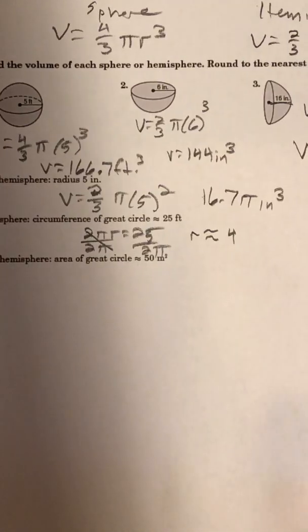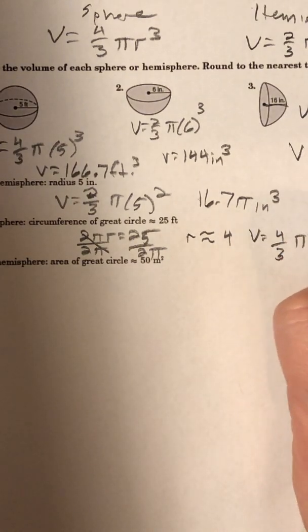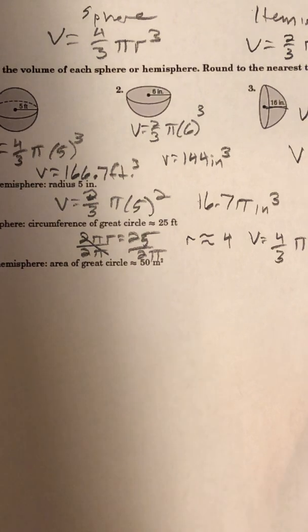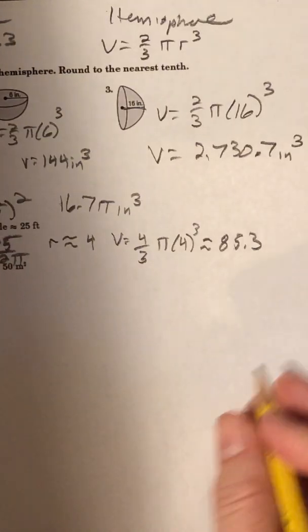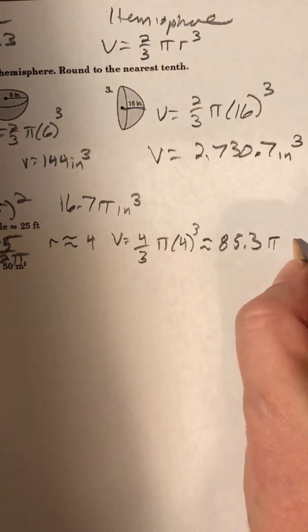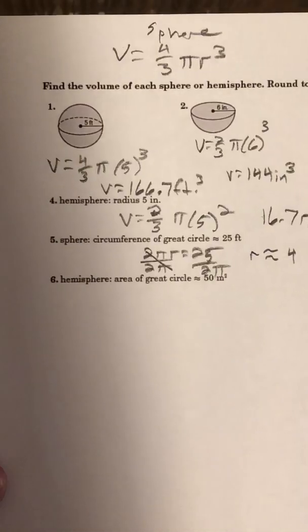Okay, guys? So the volume is going to be 4/3 pi times 4 to the 3rd power. All right? So 4 to the 3rd power is going to be 64. Divide by 3, multiply by 4. You're going to get approximately 85.3 pi cubic feet.